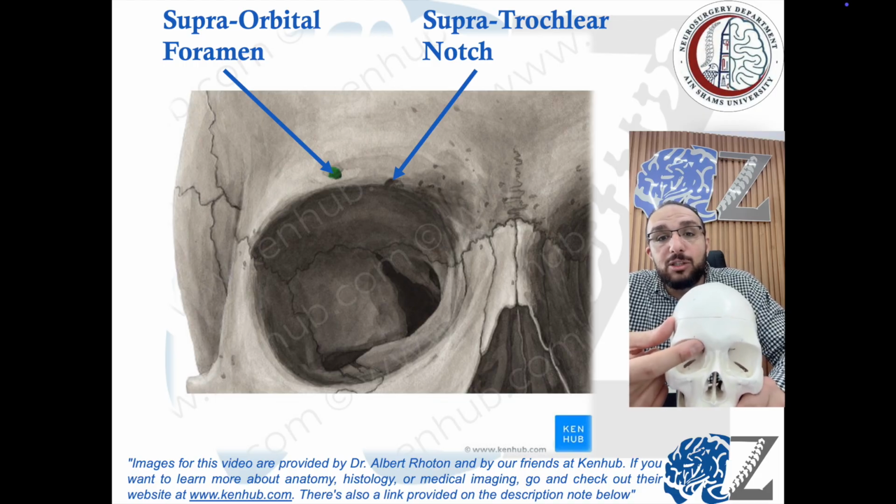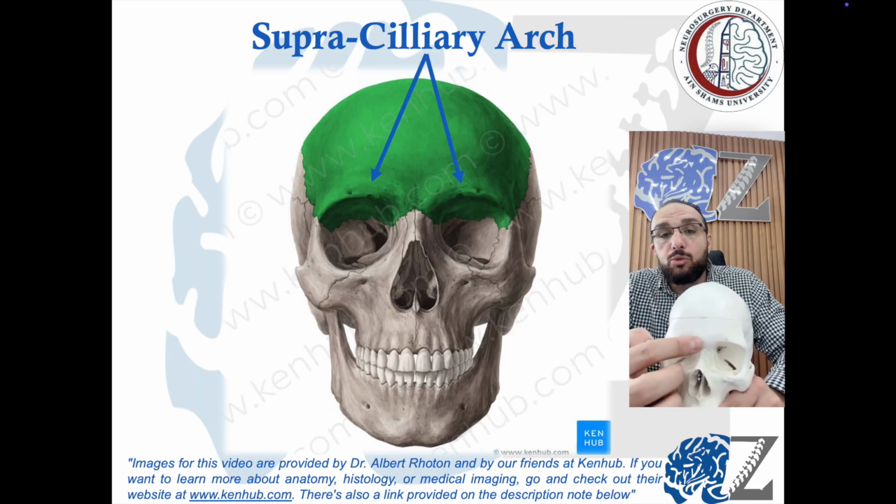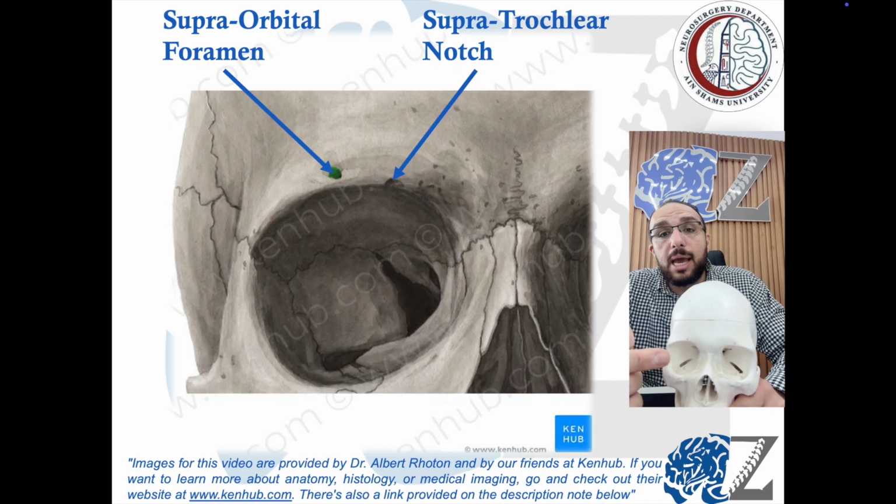Just medial to the supraorbital foramen, there is a small groove. What is it called? We call it the supratrochlear notch. I'm just looking at the skull and describing what I'm seeing. So there are two supraciliary arches, between them there is a glabella, and in the supraciliary arch I can see the supraorbital foramen and the supratrochlear notch.